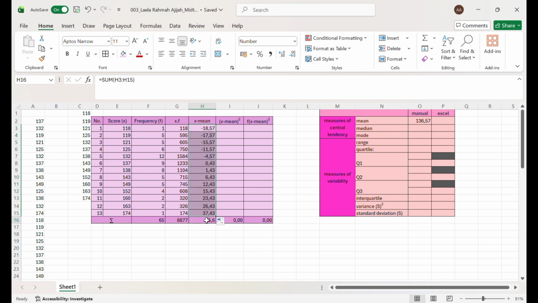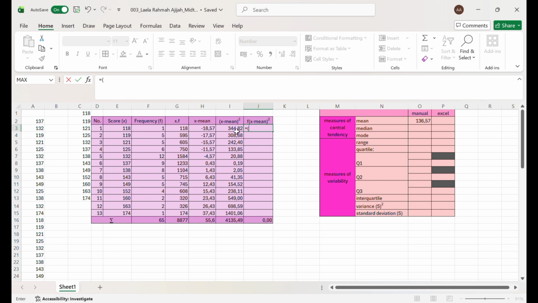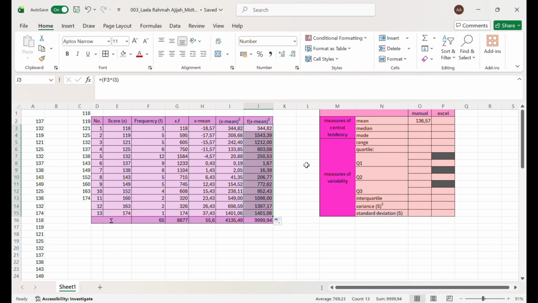Alright, now we move to find X minus mean squared, and you only need to multiply X minus mean by itself like this, then pull it down. And then move to F times X minus mean squared. You can multiply the frequency with the X minus mean squared and pull it down.